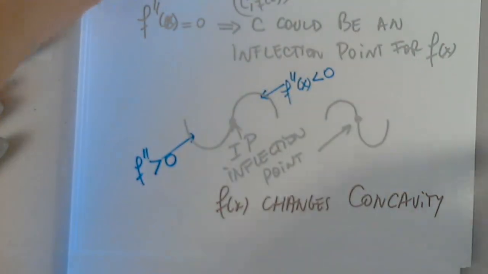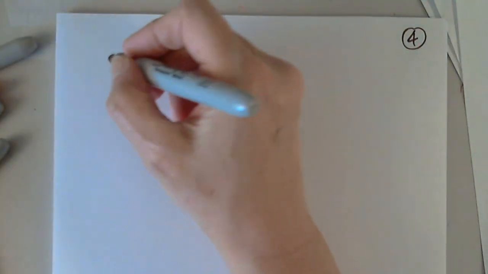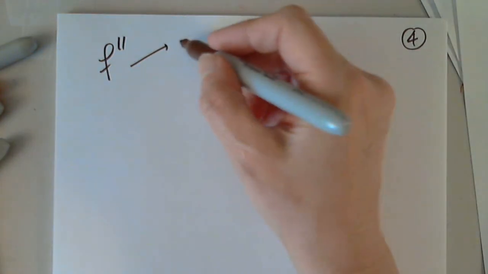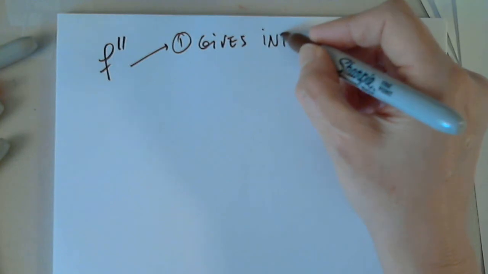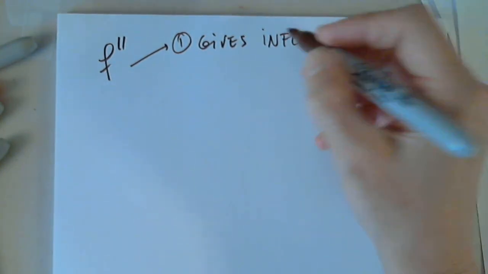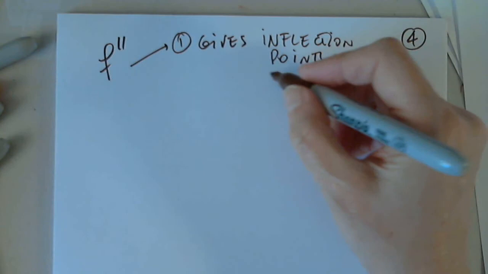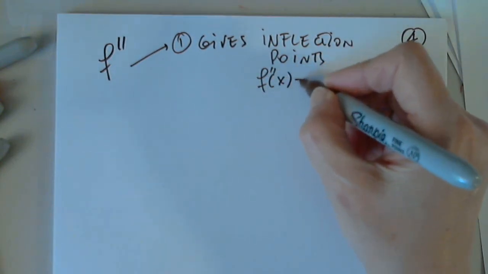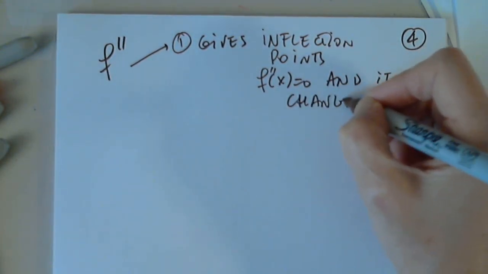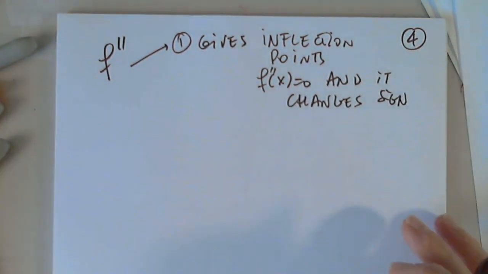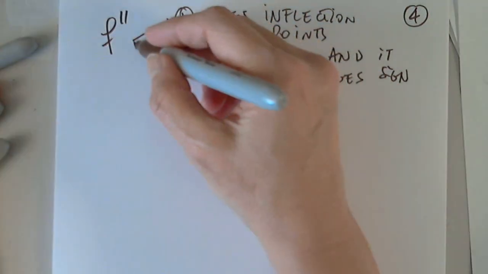So I'm going to write it. So I'm on page 4. Any questions for me, please? So second derivative, number 1, gives inflection points. F double prime of x equals 0, and it changes sign. If it doesn't, no point of inflection.